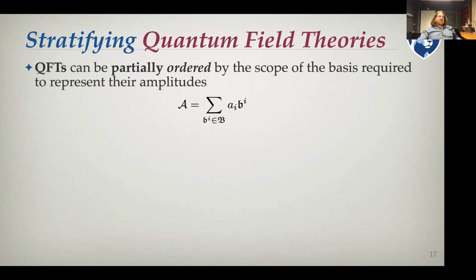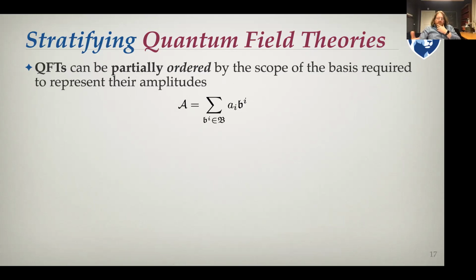But I want to talk a little bit about bases in broad terms for a moment, and talk about how to compare different quantum field theories when we talk about unitarity in Feynman integrals. So there's a simple way in which quantum field theories can be partially ordered, which is how many Feynman integrals do you need to do at a certain order of perturbation to capture an amplitude?